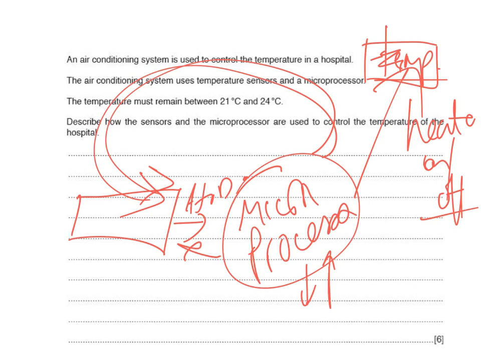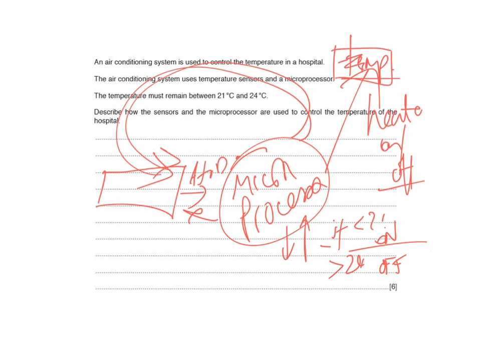And obviously analog to digital, and it is going to be checking if it's less than 21, it's going to turn it on, and if it's greater than 24, it's going to turn it off, is where the 6 marks are coming from there. Alright, so we've got quite a lot. For these, you should have time in the exam, draw a little flowchart. Not very detailed, just you get the input, you do the process to check if it's bigger than 24, and then you tell it to turn off. If it's less than 21, then the microprocessor sends a message to turn it on.